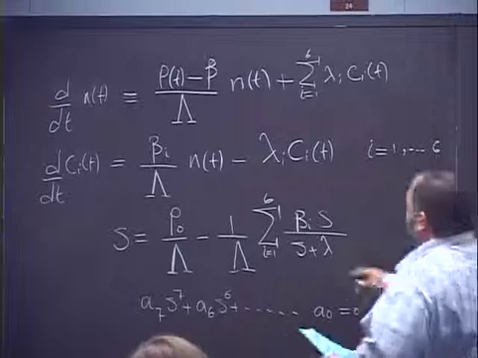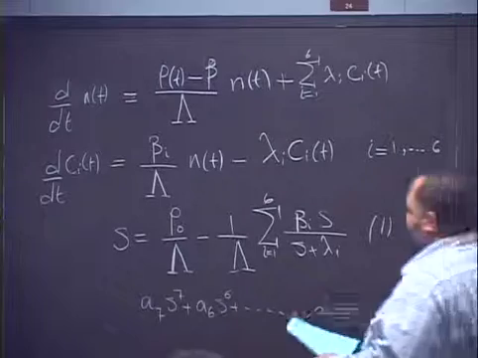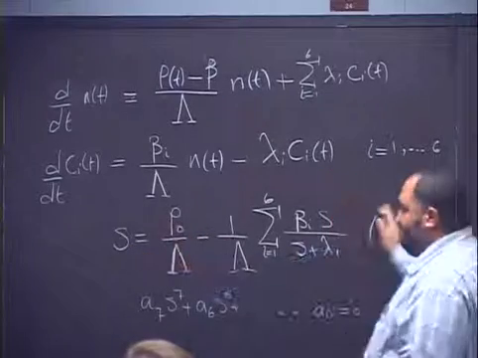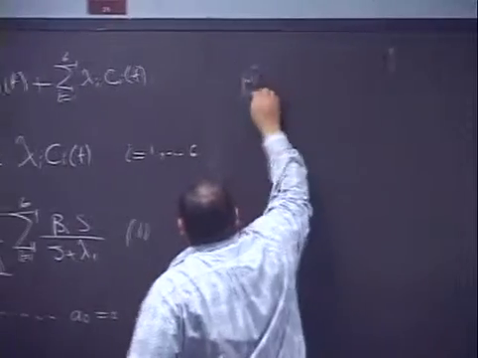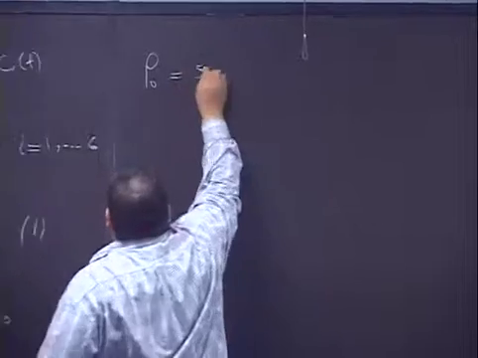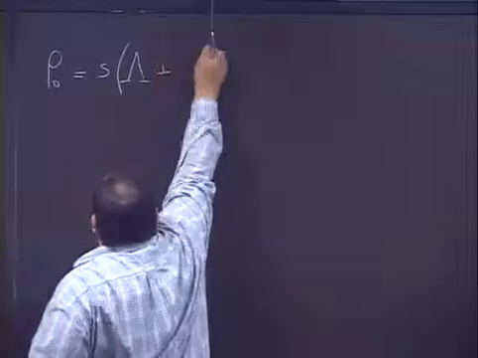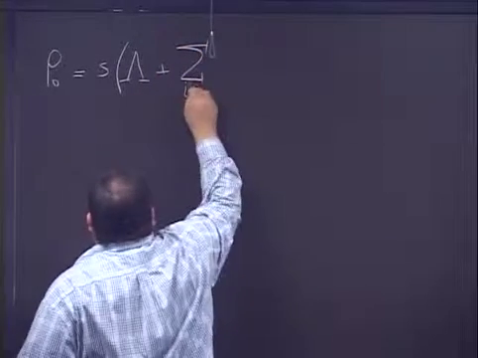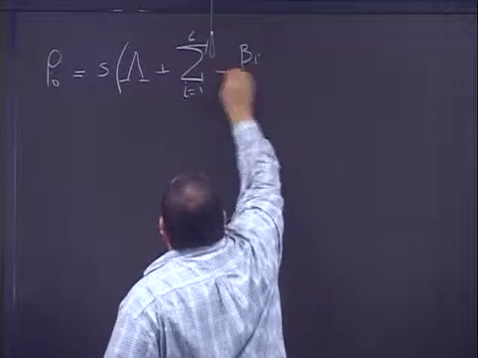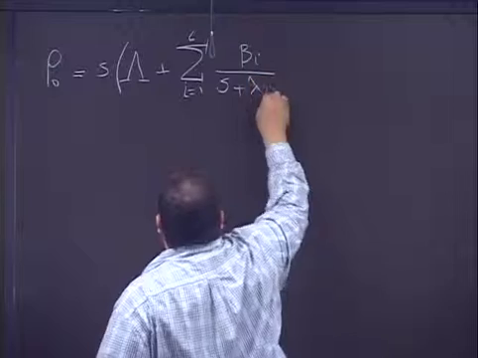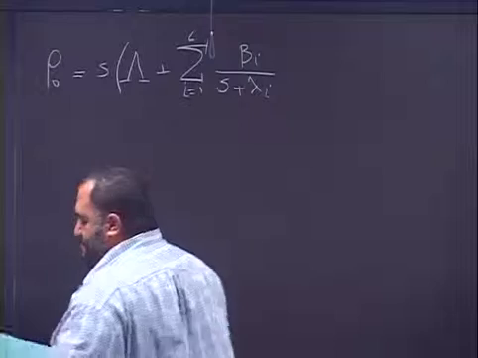We can rewrite this equation. Let's name it equation number 1. So we can take rho naught on one side and get everything on the other side. So this will give us rho naught equal to s multiplied by gamma plus the summation from i equal to 1 to 6 of beta i divided by s plus lambda i. So we just rearranged this equation to obtain rho naught.